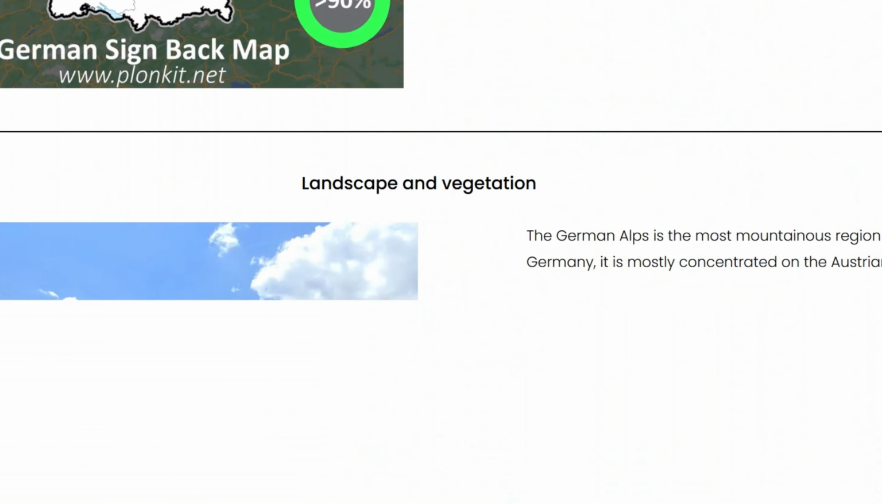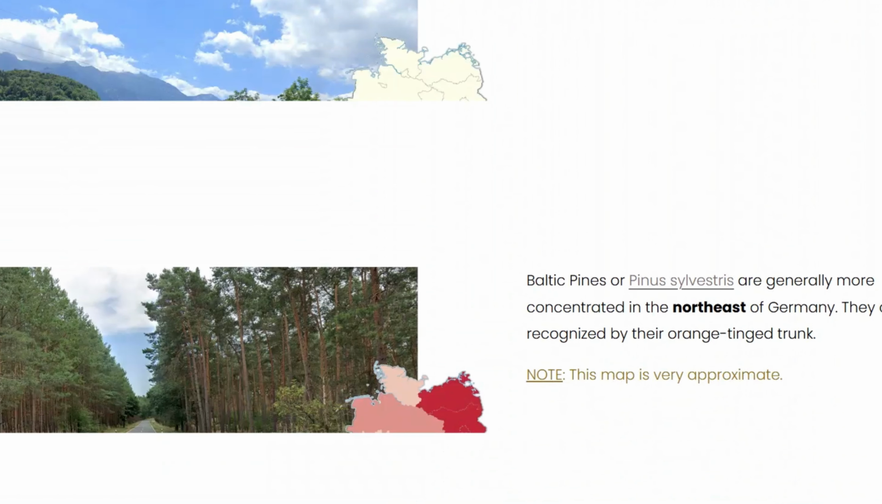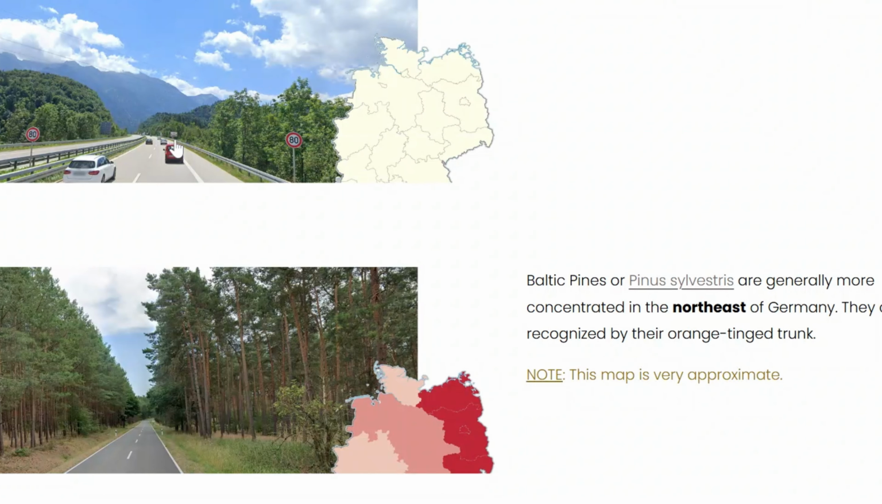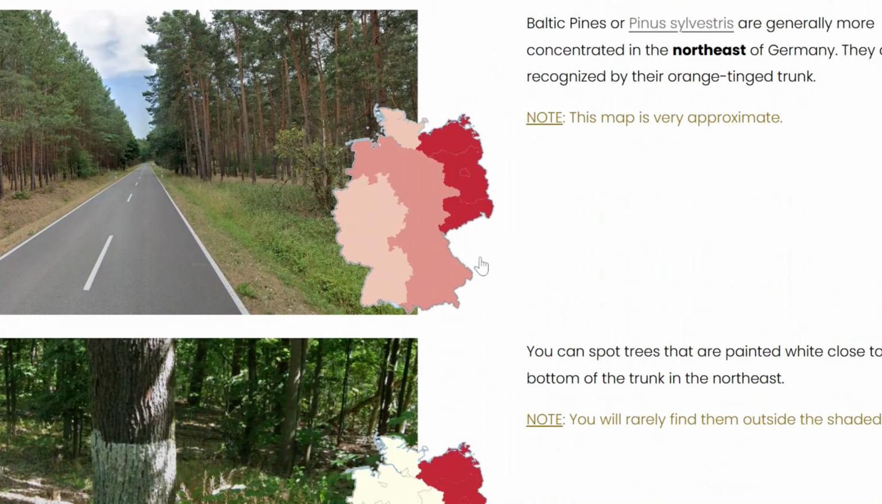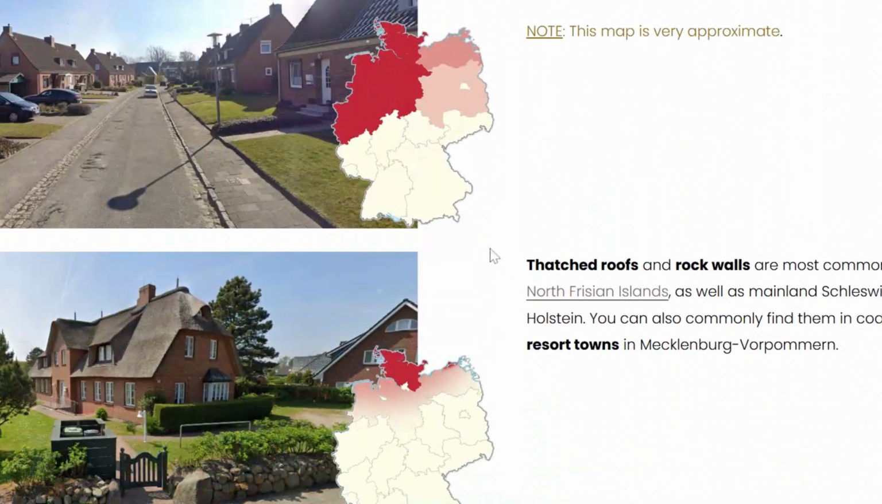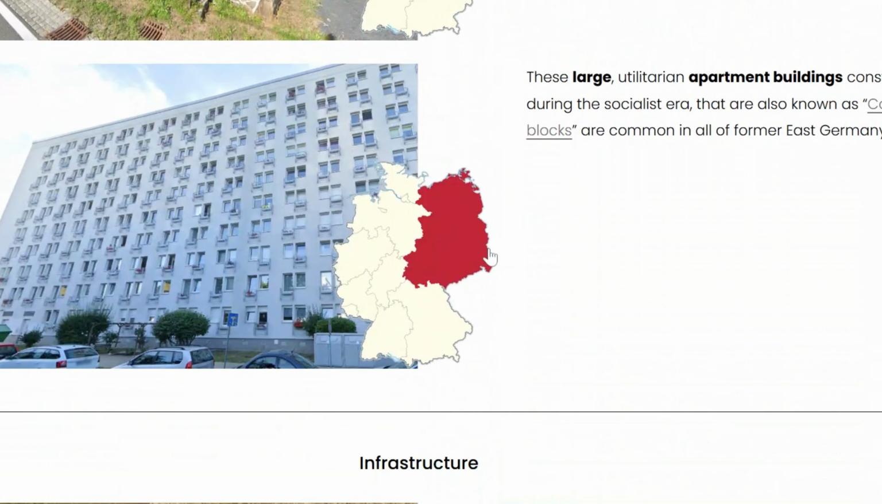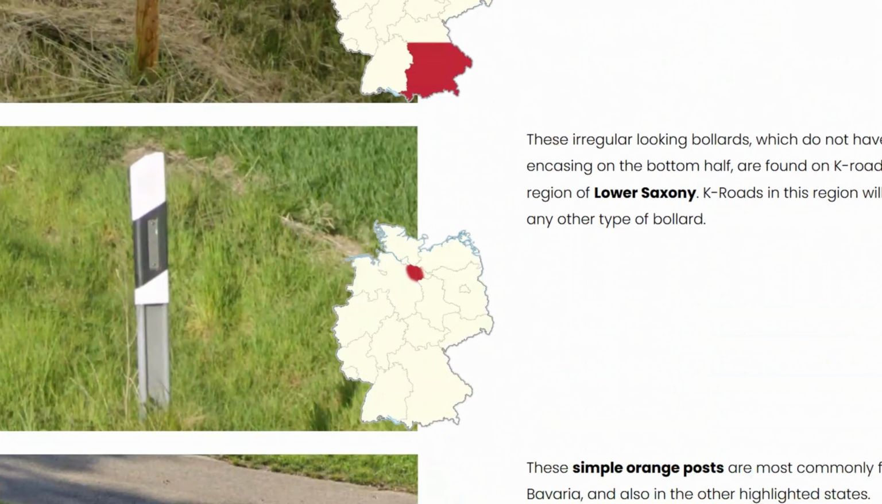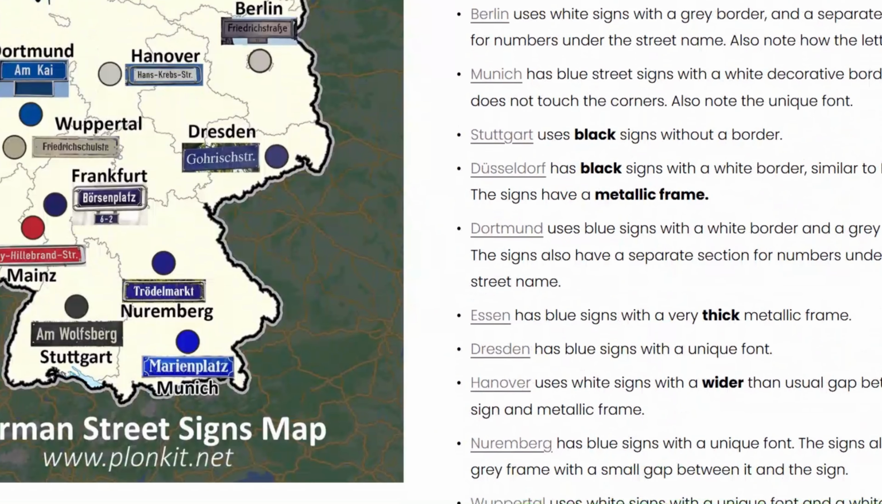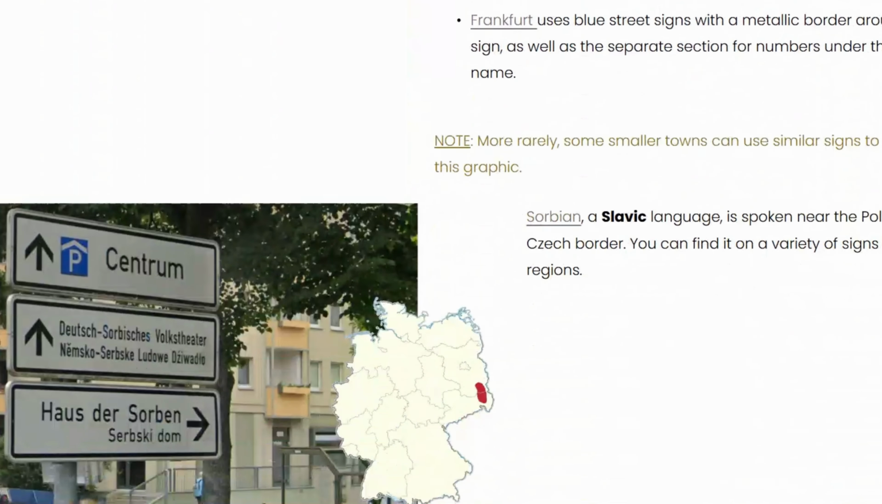And then afterwards, there's also sometimes some landscape and vegetation clues, where it gives you a map of something and what area it's found in. So the Alps, the mountainous bit, is only in the very southern tip. But then the Baltic pines can be found in the east of Germany a lot. There's architecture clues, so there's some German architecture. Infrastructure clues, so a lot of bollards on here.